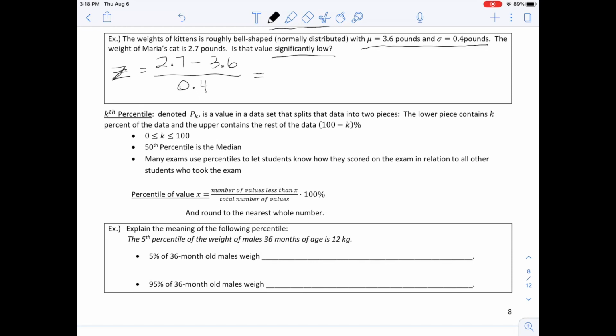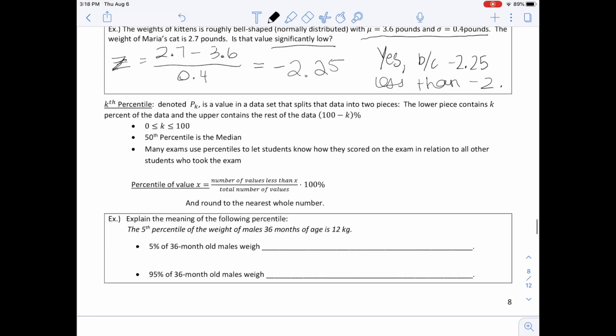When we subtract first and then divide, we get a z-score, rounding to 2 decimal places, of negative 2.25. So is her cat significantly low? Remember, significantly low means that the z-score we have would be smaller than negative 2, and it is. So yes, it is significantly low, because negative 2.25 is less than our cutoff, which is at negative 2.